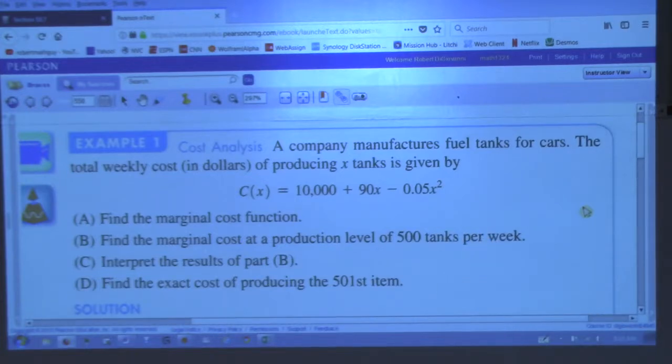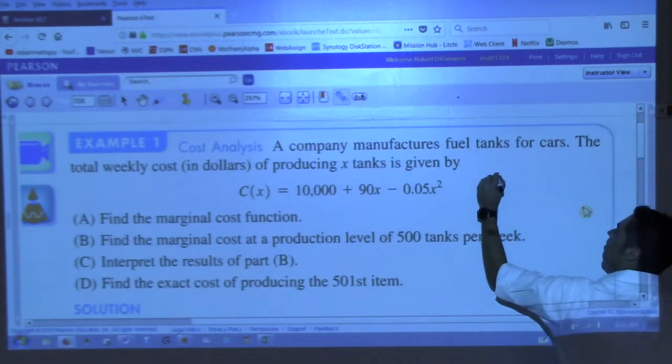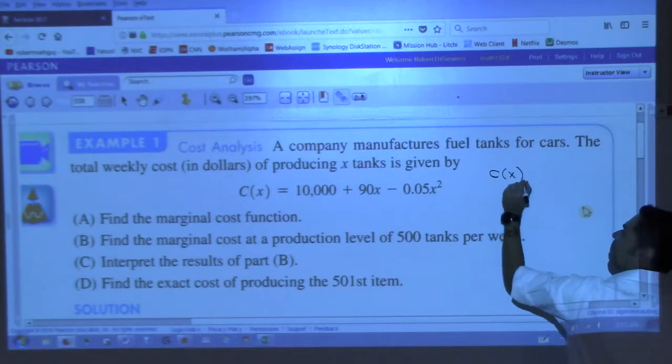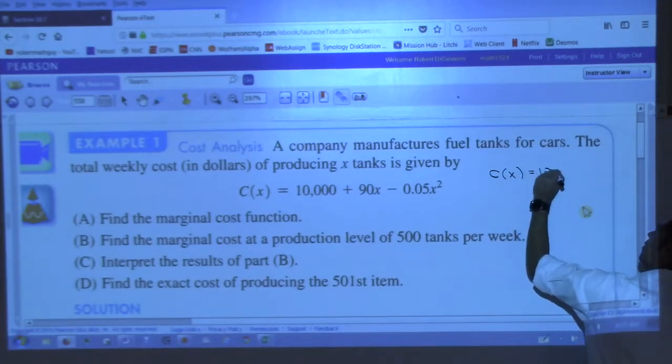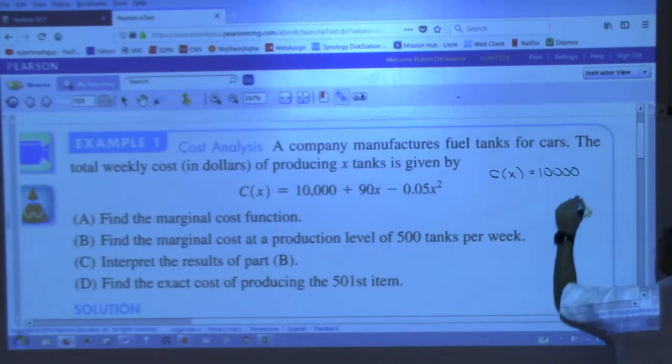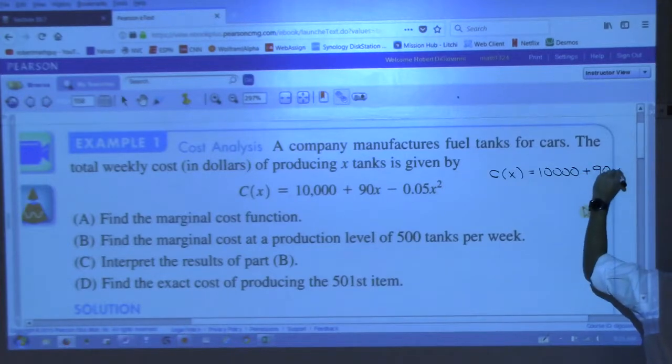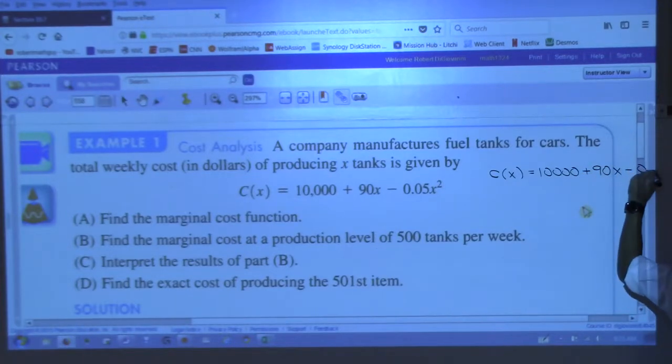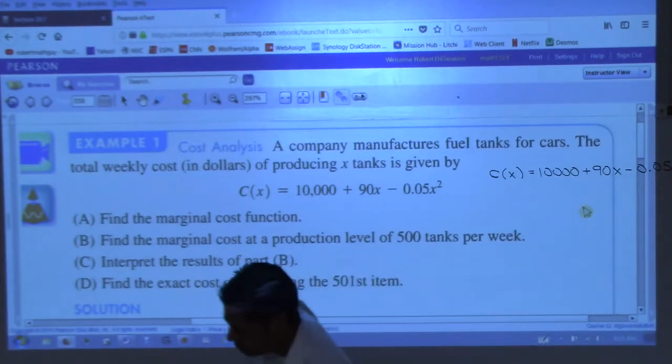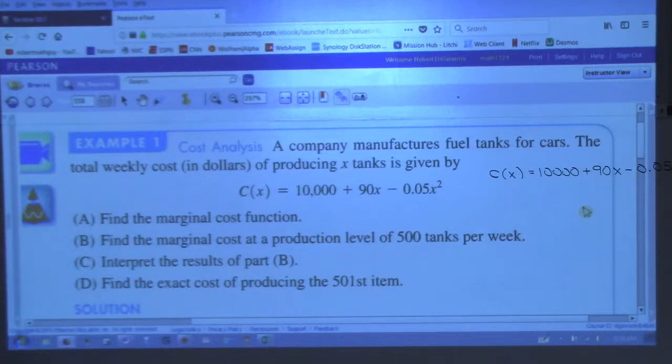All right, so I'm going to write that function down here because I'm going to take all this off the board in a second. C of x equals 10,000 plus 90x minus 0.05x squared. Okay. So part A is to find the marginal cost function.